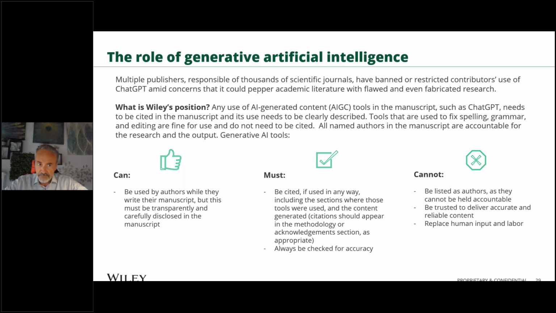So finally, users can use ChatGPT while they write their manuscript. It must be transparently and carefully disclosed in the manuscript. It must be cited if used in any way, including the sections where those tools were used. Something that you are not allowed to do is to list ChatGPT as an author. Okay, so ChatGPT cannot be held accountable as an author for the time being, obviously.